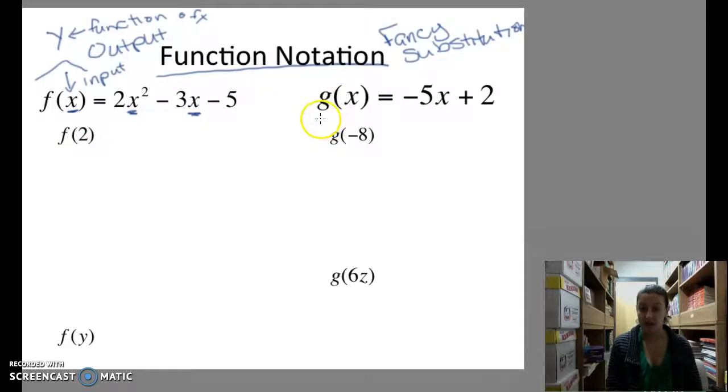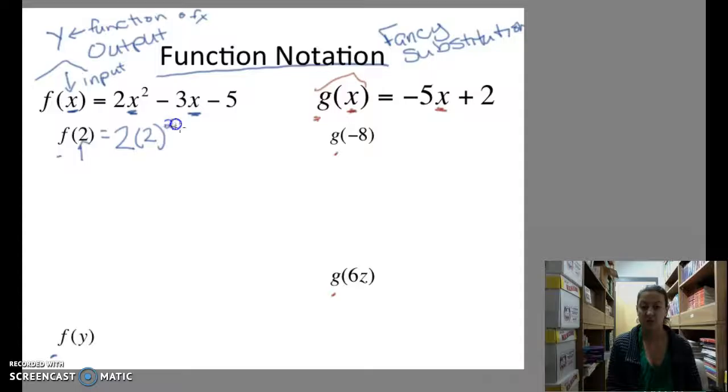Now our g of x is the same exact thing. This is our output, and this guy is our input. The only difference is the g tells us what function to look at. It's like a key. Whereas the f tells us to go to the other function. Okay, so f of 2. That means this is our input in our f function. So we're going to write the exact same thing as the f function, but instead of writing an x, we're going to write a 2.